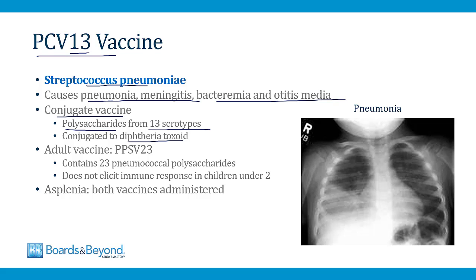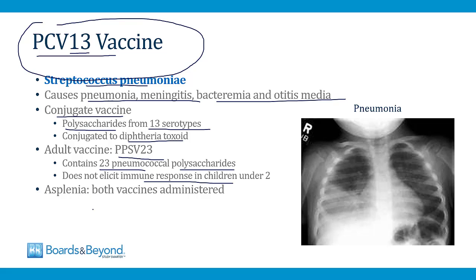There is an adult vaccine against Streptococcus that has a different name. It's called PPSV23, and it gets its name because it contains 23 pneumococcal polysaccharides. This version of the pneumococcus vaccine does not elicit a good response in children under 2, so it's not used in children. Children always get the PCV13 vaccine. And you may know that people who lack a spleen are highly vulnerable to infection with Streptococcus pneumoniae because it's an encapsulated bacteria. So in asplenic patients, they receive both of these vaccines.